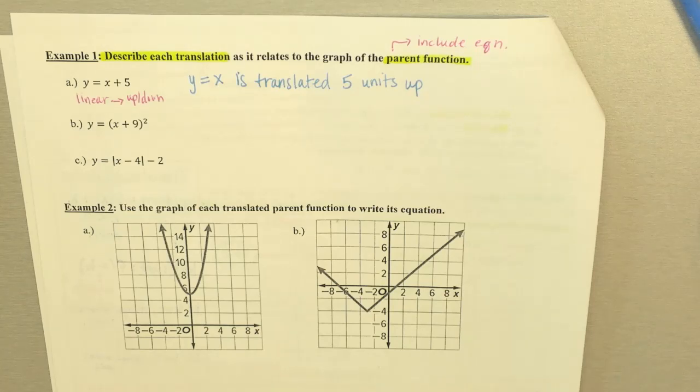Okay, so it's not linear, because if it's linear, the exponent is 1. What's our exponent here? 2. So that's what type of function? Quadratic.